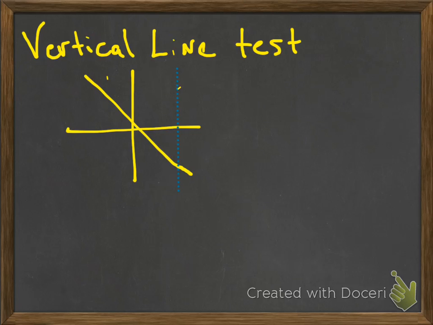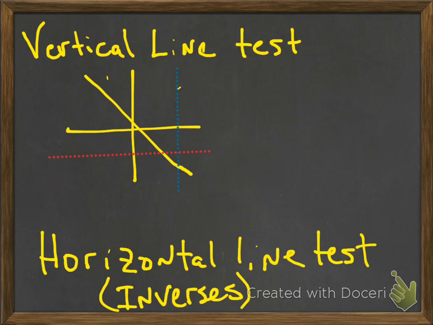Now there's also another test, without having to find the inverse, just by looking at the graph. You can do something called the horizontal line test. The horizontal line test will help you determine if the inverse is a function. You can see by this red line that I've drawn that if I were to move it up and down, the current graph would never touch that line twice. So then I would know that the inverse would be a function.